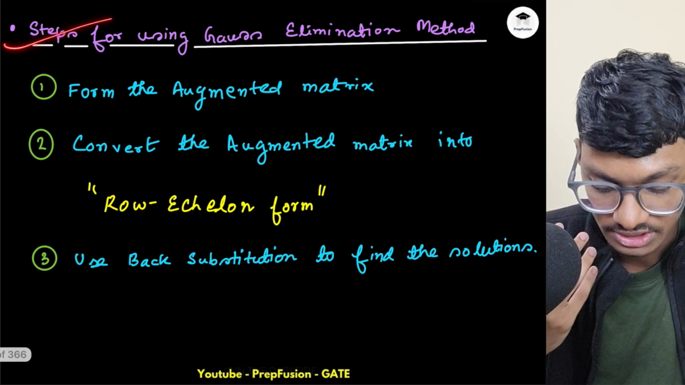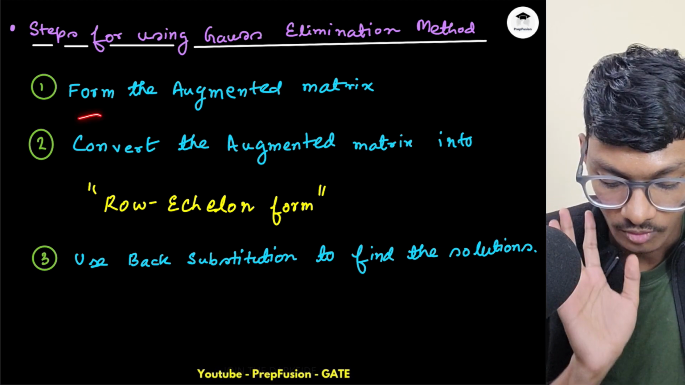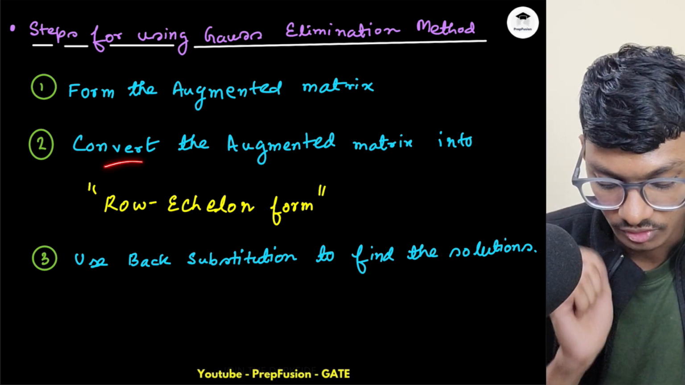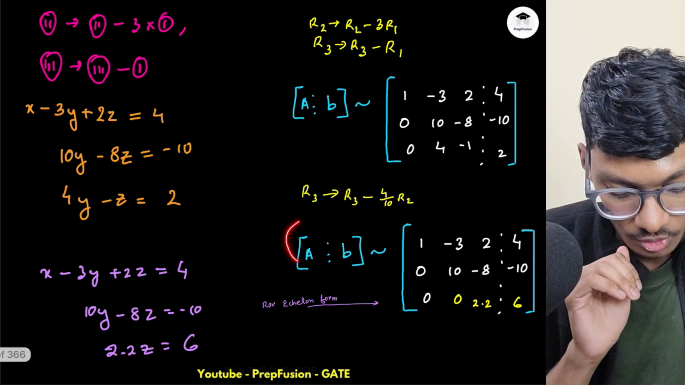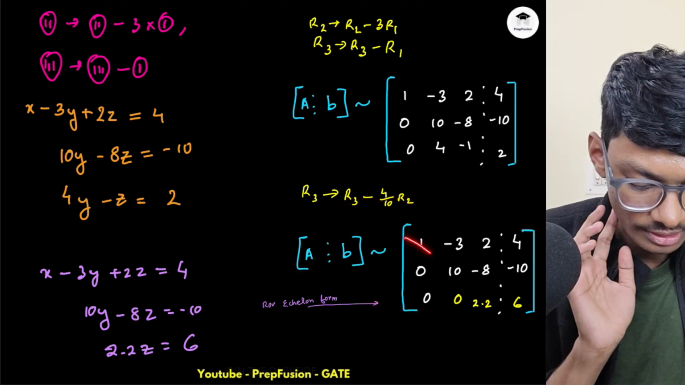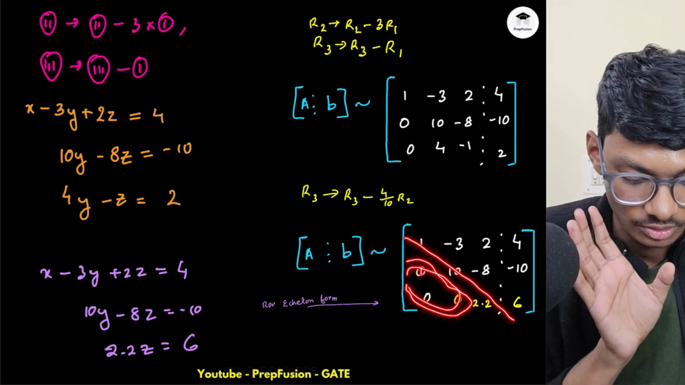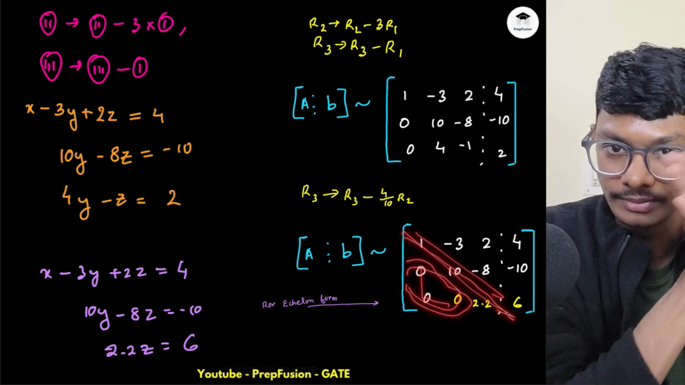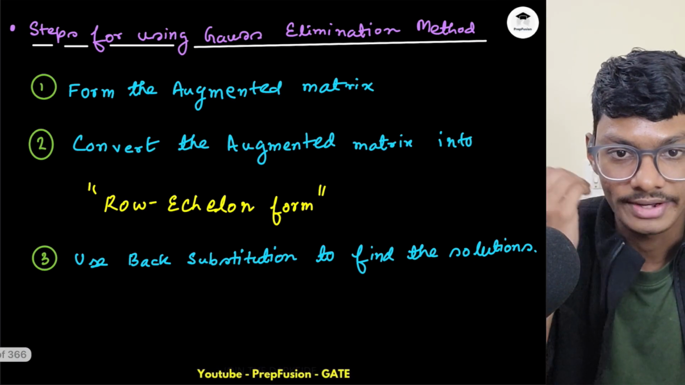Okay, so what are the steps for using the Gauss elimination method? So steps are, we have to form the augmented matrix. Next is we have to convert the augmented matrix into row echelon form. So what is row echelon form? Row echelon form is this one. Okay, where as you can see, there are zeros in the lower triangle, and all other elements are over there. It can be zero, non-zero. Okay, I will talk about the rules of row echelon form.